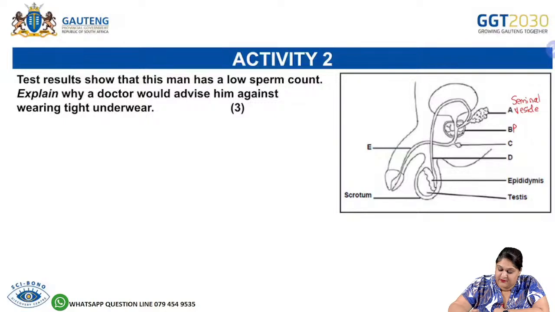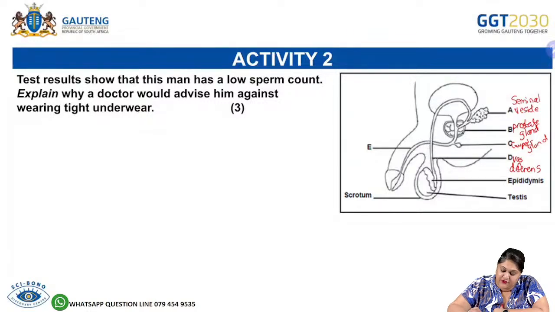We have B, which is the prostate gland, and we have C over here, it just happens to be C for Cowper's gland, and then we have D. This is where learners get confused with D and E. Why is this the vas deferens and not the urethra?